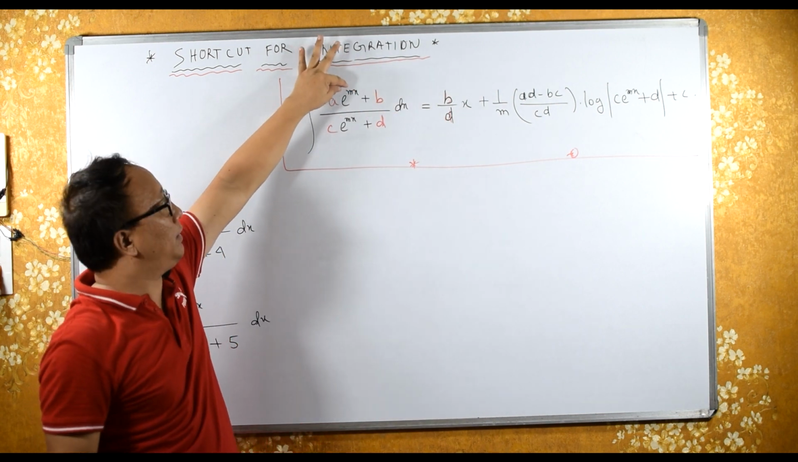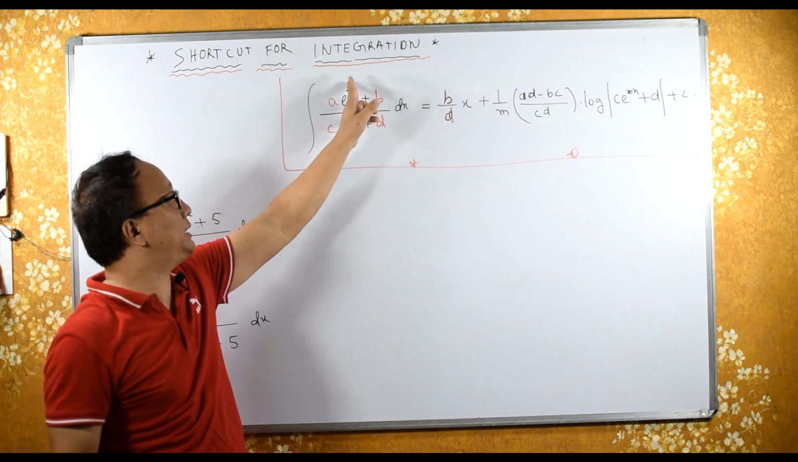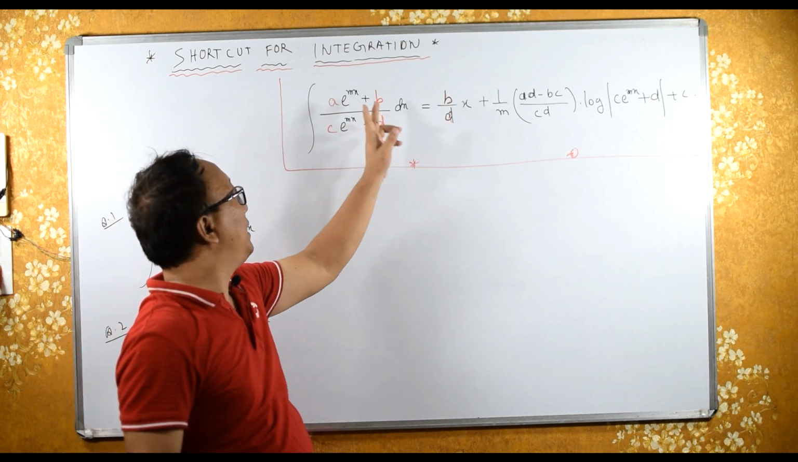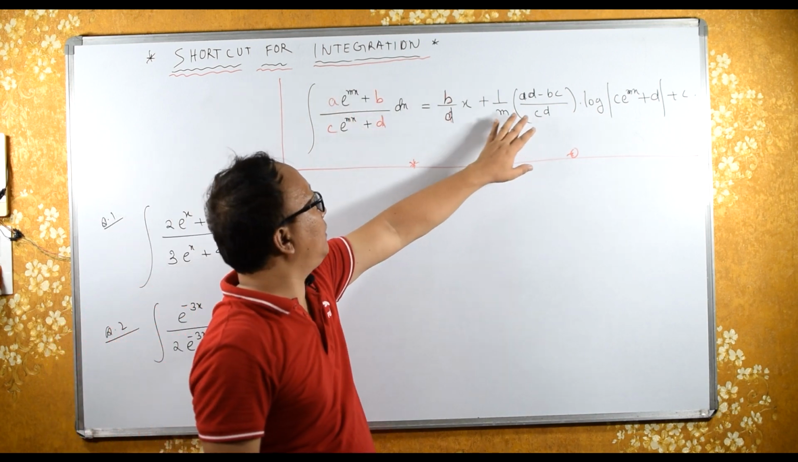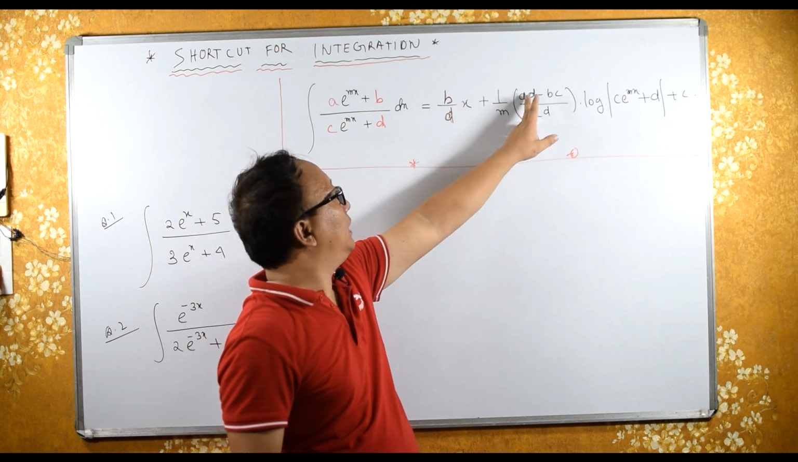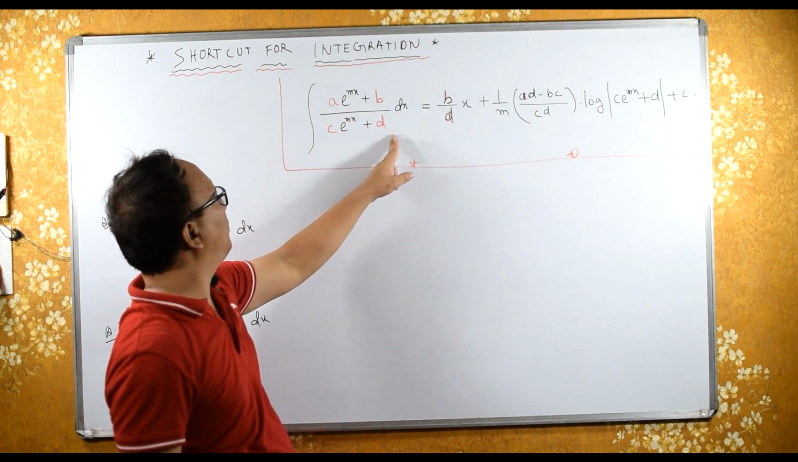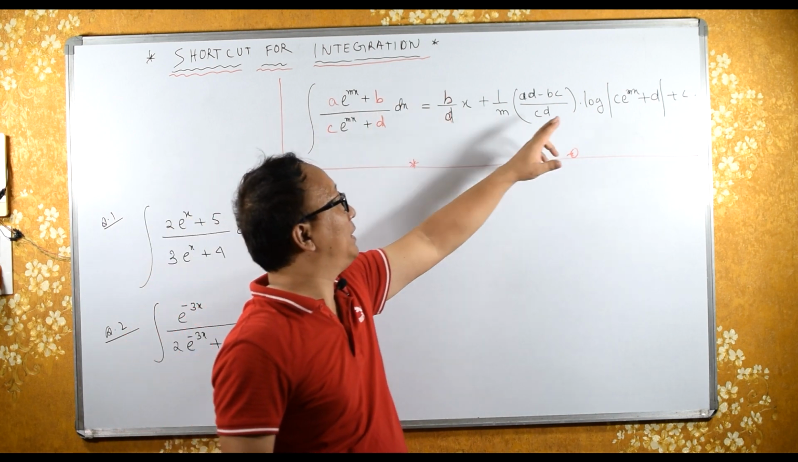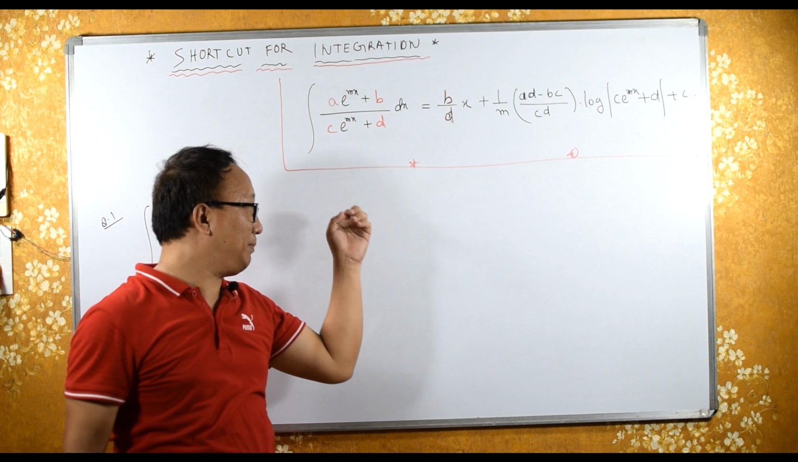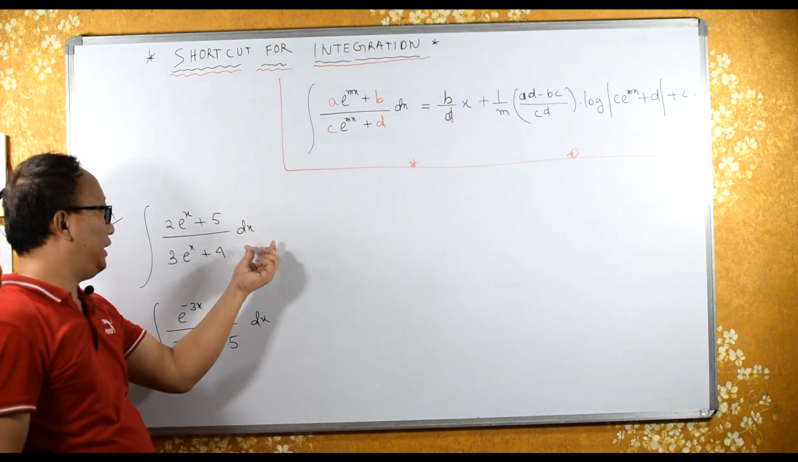1 by m is what? e raised to whatever coefficient we have, e raised to 3x. If it is 3x, then it should be 3x over here. If it is e raised to minus 5x, then it should be minus 5x. After that, 1 by m, then (ad minus bc), this into this minus this into this, upon c into d, this constant term, into log of denominator.